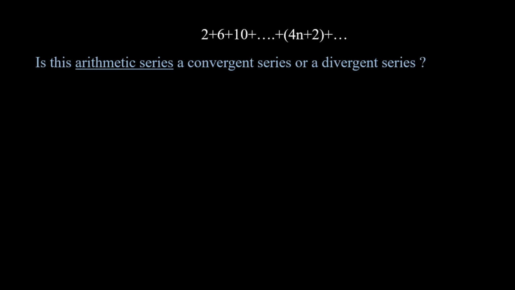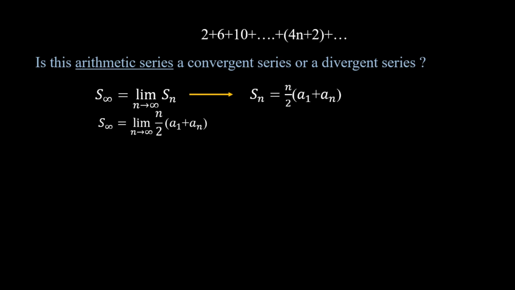Now let's solve the problem. If 2 plus 6 plus 10 and keep adding, we know that the formula of this series is 4n minus 2. Is this arithmetic series a convergent series or a divergent series? As we know, the formula to find the infinite sum is the limit of S_n as n approaches infinity. So we know that S_n equals n over 2 times (a_1 plus a_n).